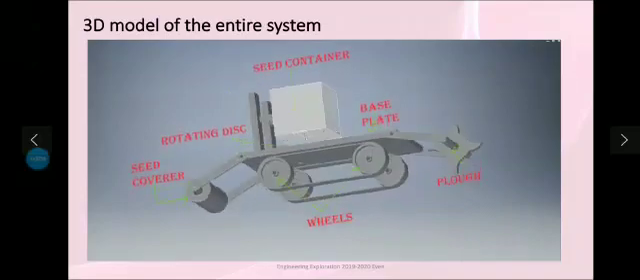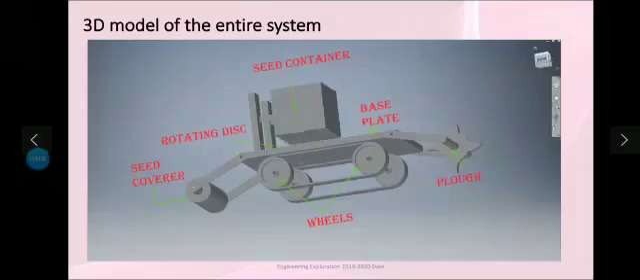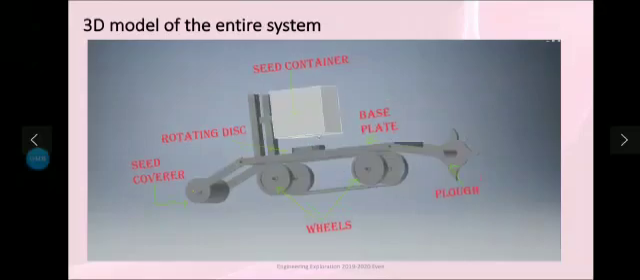There is a small strip at the bottom of the seed container. It closes the hole present in the container because once the process is completed, the seed flow must be stopped.